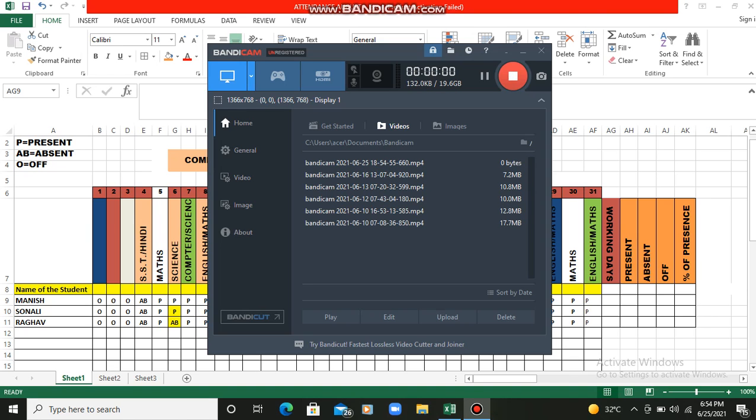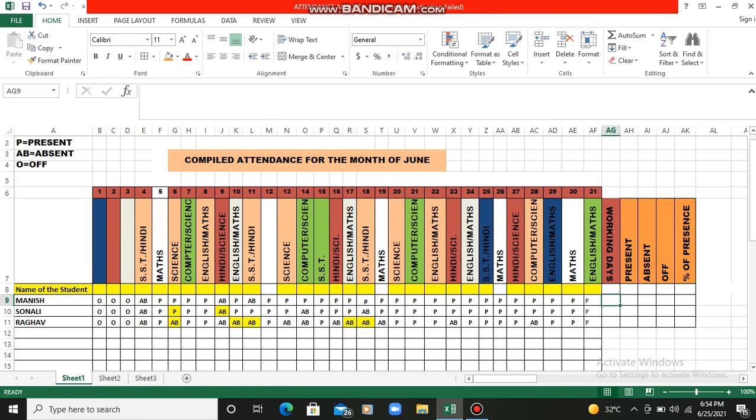Everyone, today we will understand how we can calculate the monthly attendance of students. This is the sheet which I have prepared. For example, we can take this sheet as an example. Here P stands for present, AB stands for absent, and O stands for off. We will try to calculate the number of working days first.